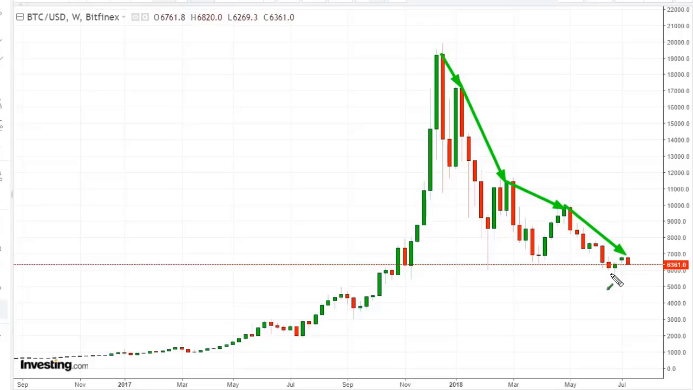Now, no one can pick the bottom. No one is that good at picking the bottom. Heck, Ray Dalio, the most successful hedge fund manager on the planet, has been buying gold, and gold's been going down for the last few months. No one can pick the bottom. So stop trying to pick the bottom.